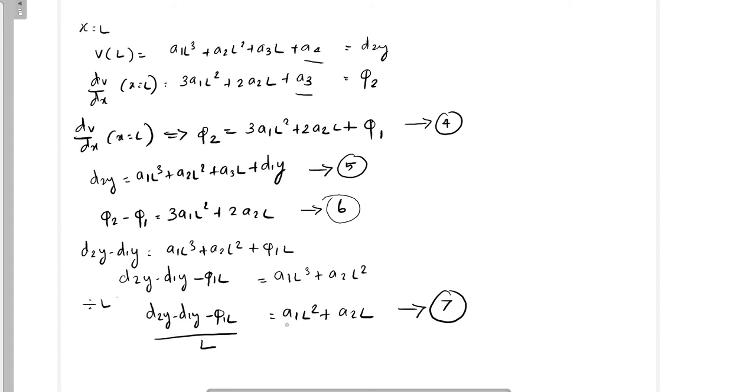Either you can multiply this 7 by 3, you have 3a1 L square, and here 3a1 L square is common. You can cancel each other to get the value of a2. So that's what we are going to do. So multiply the equation number 7 with 3. So 3 by L, d2y minus d1y minus pi 1L, which is equal to 3a1L square plus 3a2L.